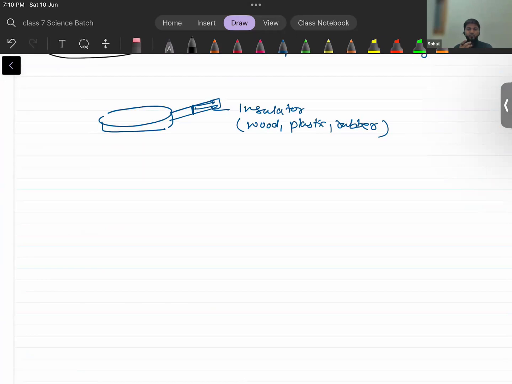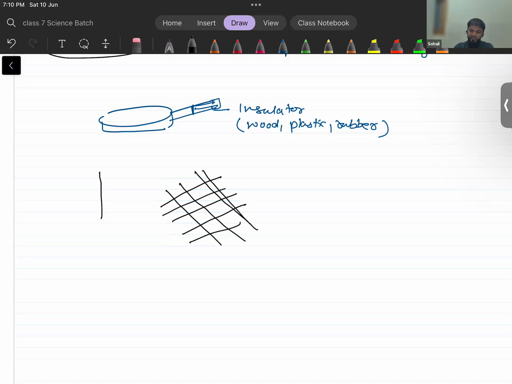Now, moreover, there is air trapped in between the fibers of the woolen cloth. Let's say this is a close look at the fibers of a woolen cloth, and let's say these are air. So air is trapped in between the fibers of this cloth. And air, as I already told, is also a poor conductor, that is, it is also an insulator, right? And woolen cloth itself is an insulator.